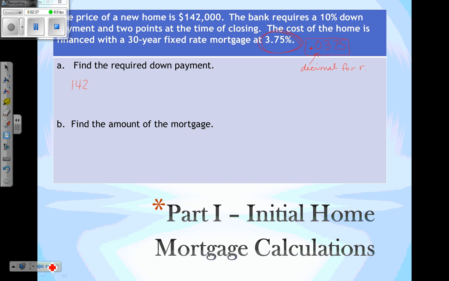Okay, the required down payment is 10%. So you're going to take $142,000 and multiply it times 10%. Now, when I did that on my calculator, I got $14,200. So that's your answer for your down payment. Now, to find the amount of the mortgage, you're going to take $142,000 and you're going to subtract the down payment that you're going to give to the bank. And that's going to give you $127,800 that you're actually going to have to finance as your mortgage.